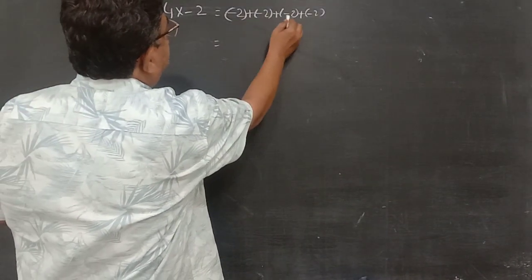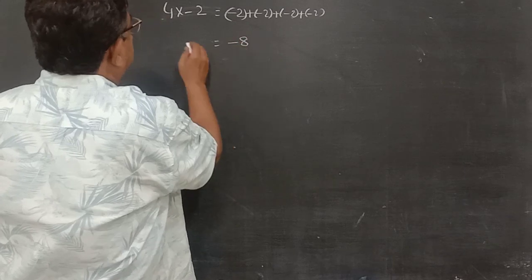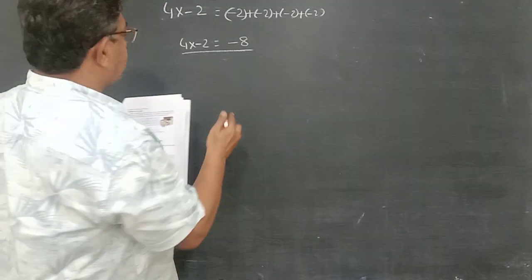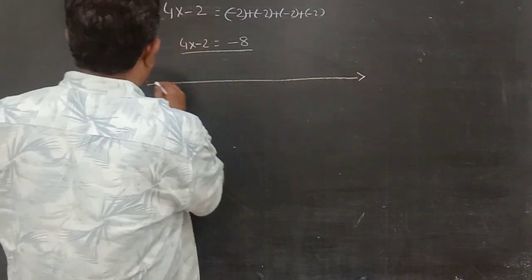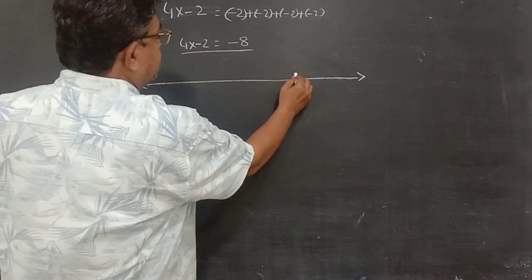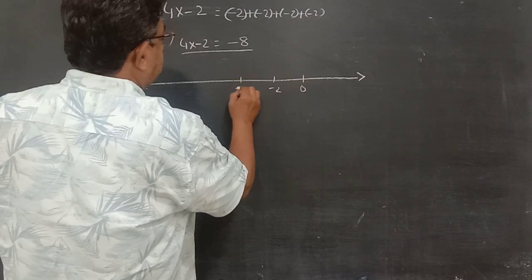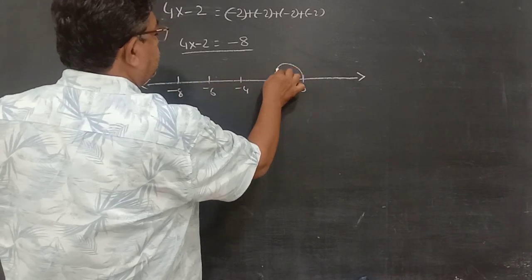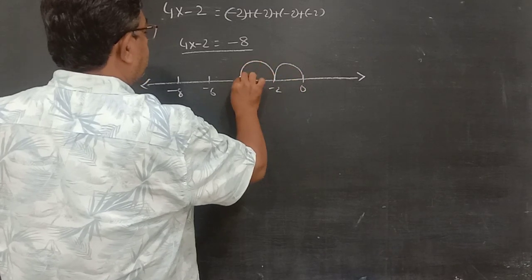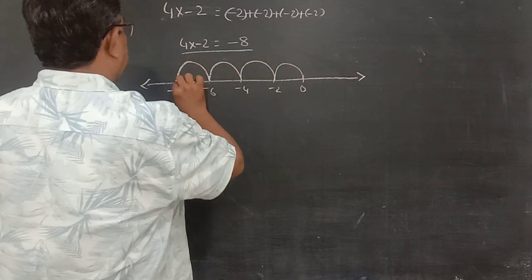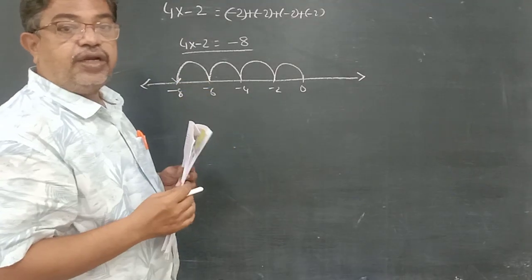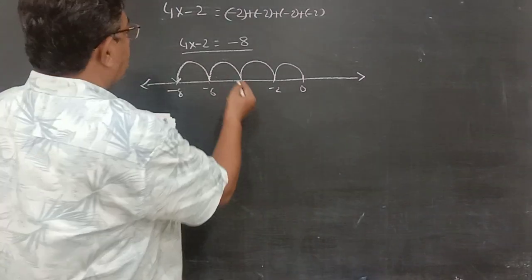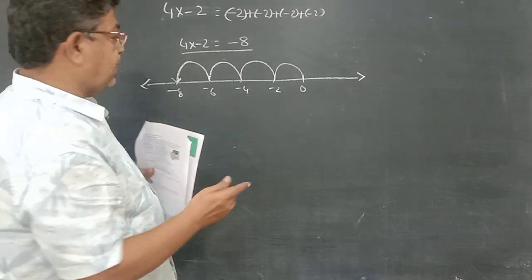So, minus 2 plus minus 2 plus minus 2 plus minus 2 is equal to how much? Minus 8. That is, 4 times minus 2 is equal to minus 8. The same you can represent on number line. This is, say for example, 0. This is minus 2, minus 4, minus 6, minus 8. From 0 you want to move 2 units towards negative. Again from there 2 units, again from there 2 units, again from there 2 units. Totally you are moving 8 units towards the negative of integers. So, the value of 4 into minus 2 is equal to minus 8.